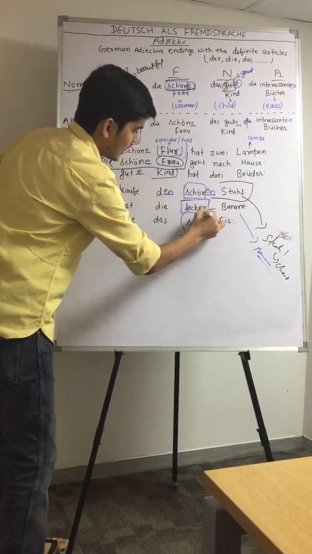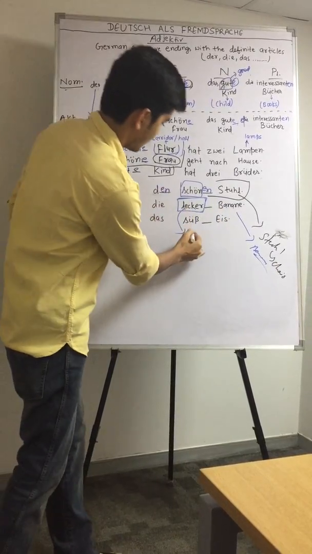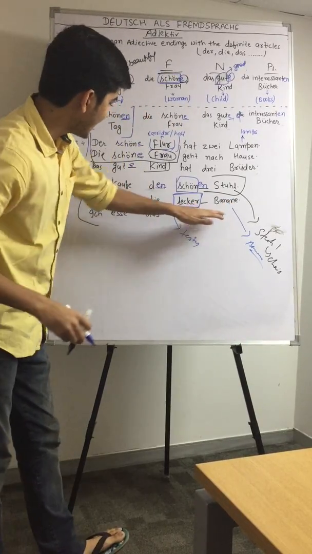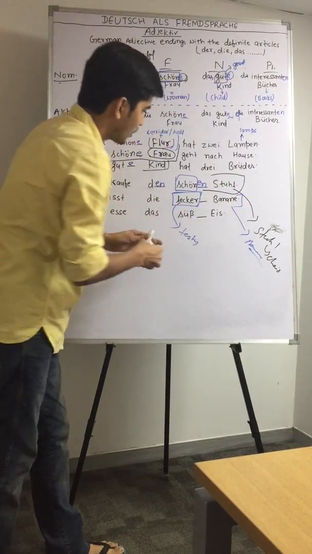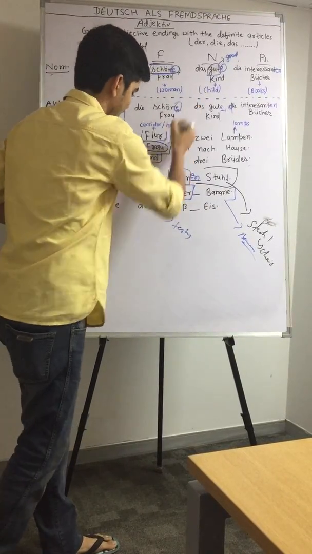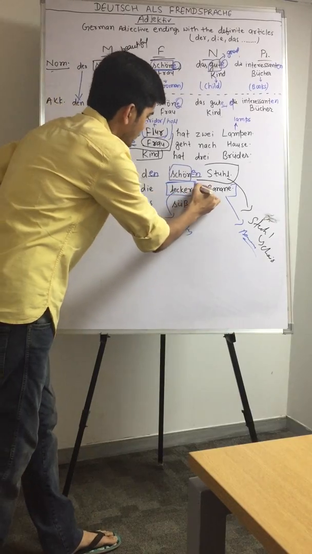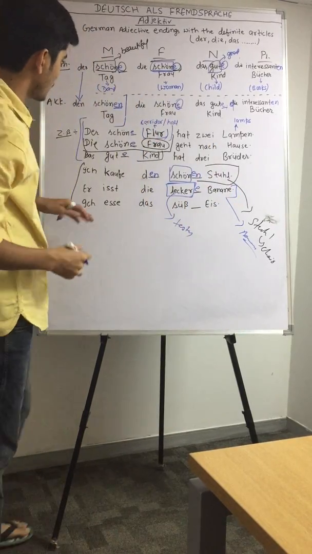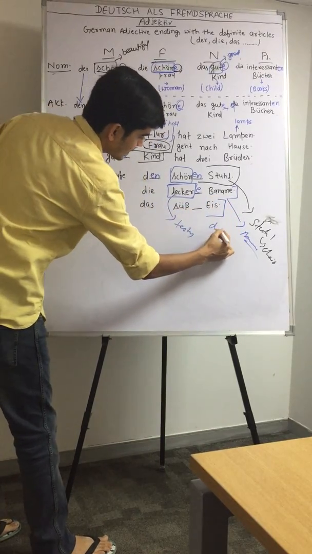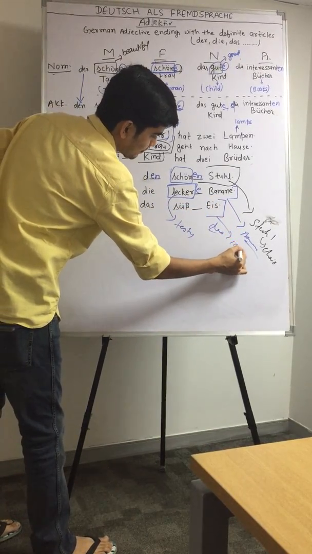Lekker is our adjective. Tasty. Banana is die Banane. So in case of accusative feminine case, what is the ending? It is e. So it is die lekkere Banane. So now in case of this is Eis, das Eis, ice cream.